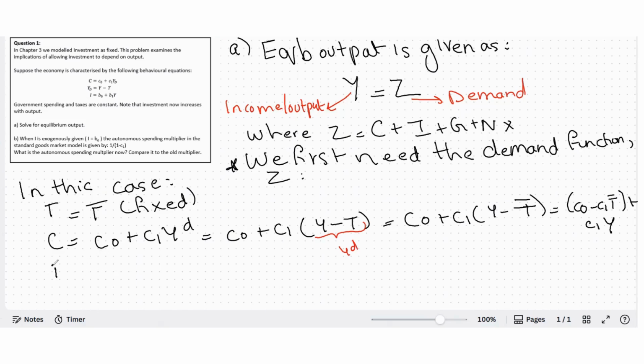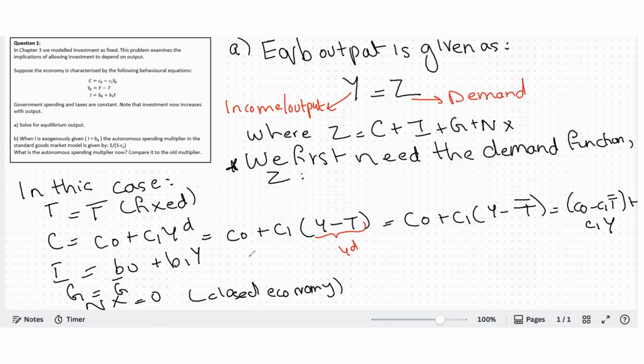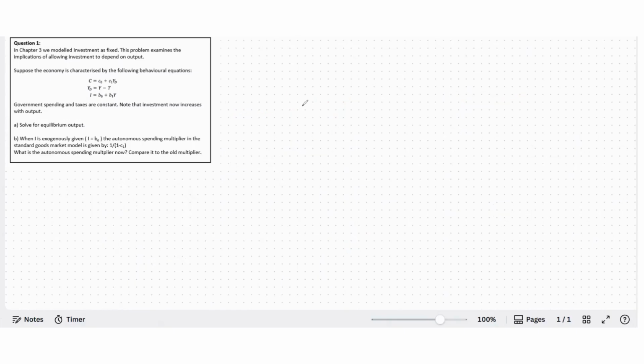Then we know investment in this case is given to us as b0 plus b1 Y, where now it depends upon Y. And we know G is equal to G bar, and we know NX is equal to 0 because it's a closed economy that we're looking at for now. So given all of this, let's write what our demand function Z is going to be now. So let's just clear all of this up.